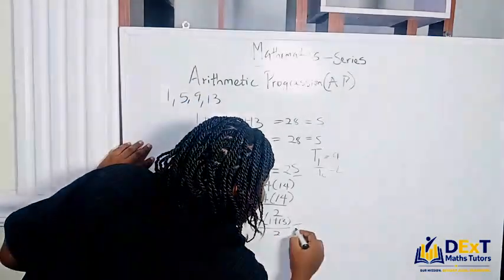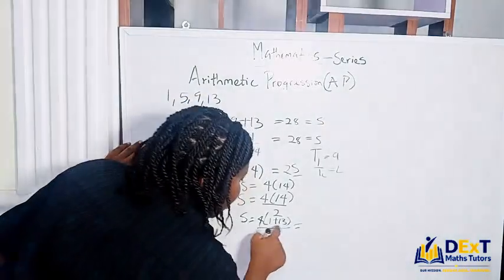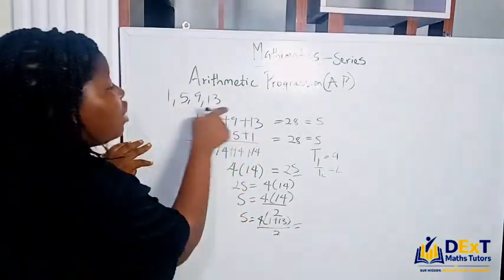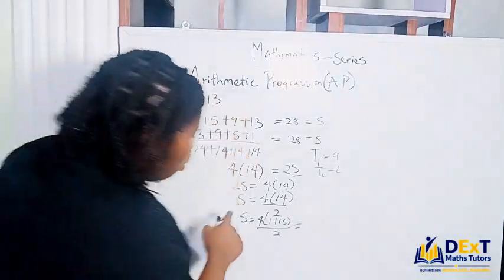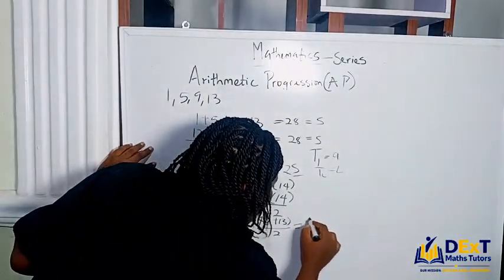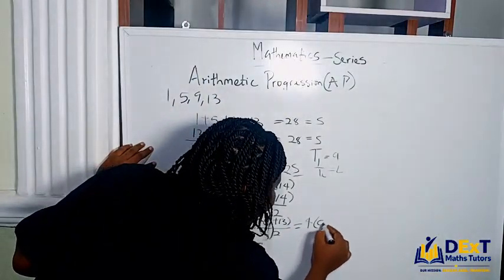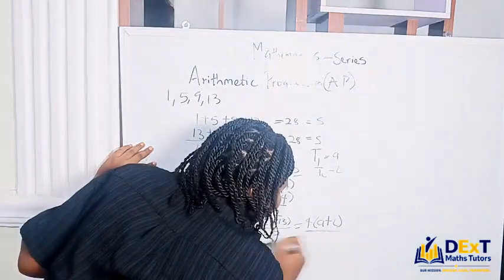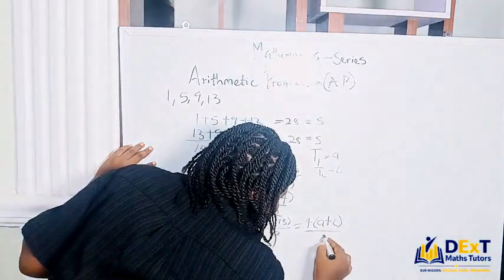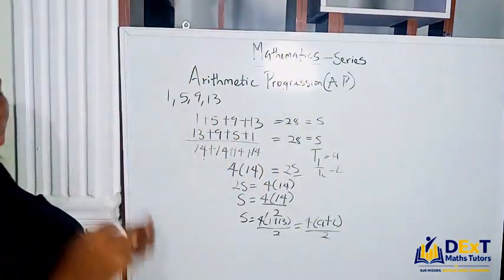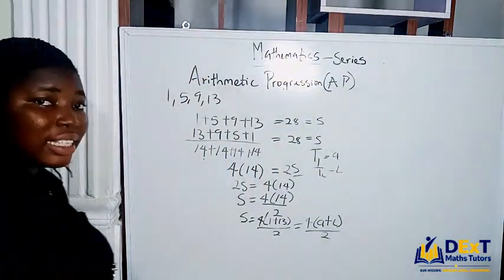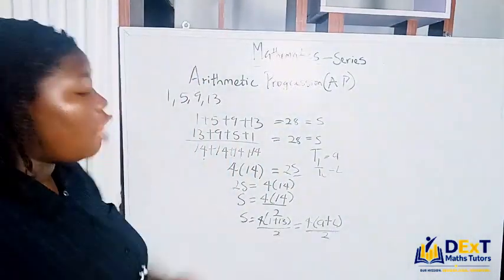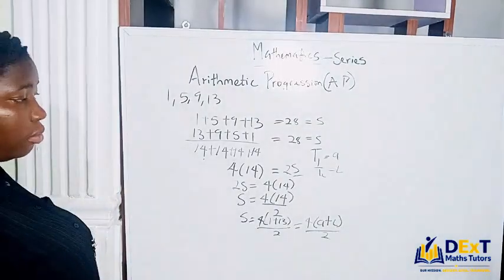Now, this can simply mean that, like I said, this is our first term, this is our last term, if we are working with the addition of just these 4. So we'll see our S equals 4 into A plus L. I said we should represent L as the last term, all divided by 2. Do you understand it? Now, I will tell you where the 4 came from.